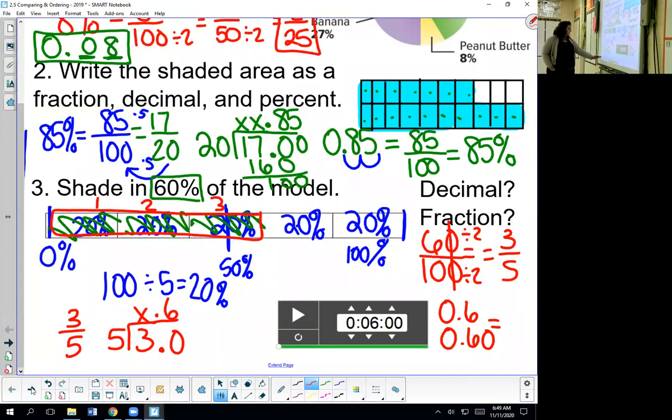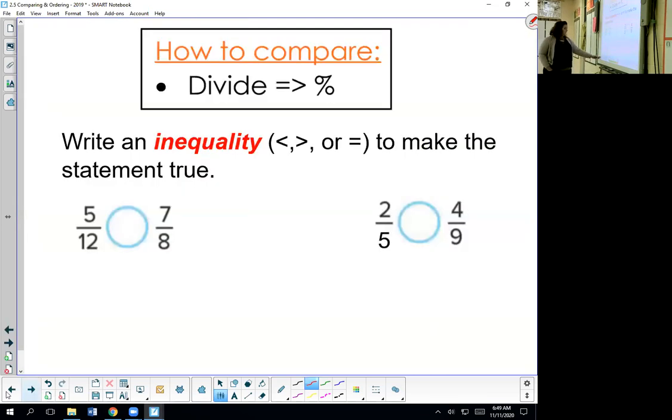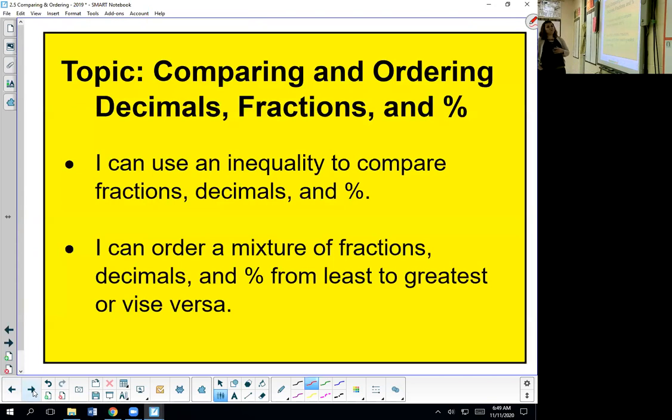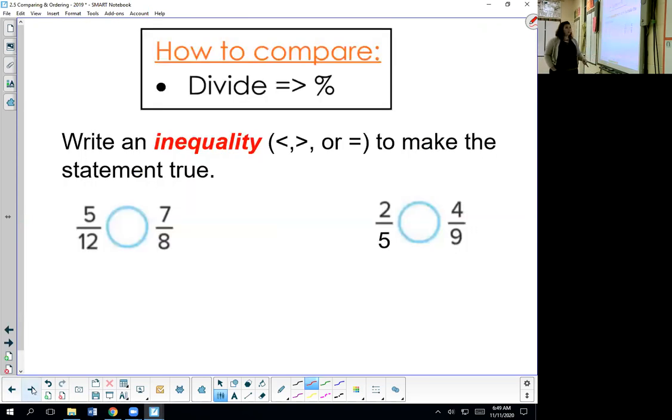All right, so today's lesson was talking about, oopsies, apparently I skipped a bunch of stuff. Putting stuff into order, comparing it, which one is greater, which one is least, putting them in order and things like that. And the biggest thing I think is most important is to make them all into the same kind of form. So either you make them all into decimals, all into percents, or all into fractions. Personally, I don't like fractions. I'd rather work with decimals. But again, I'm going to show you both ways so you can figure out what works best for you.